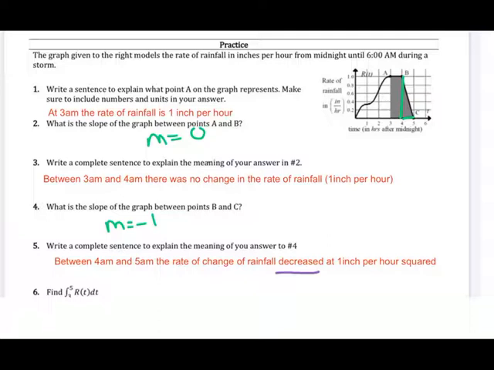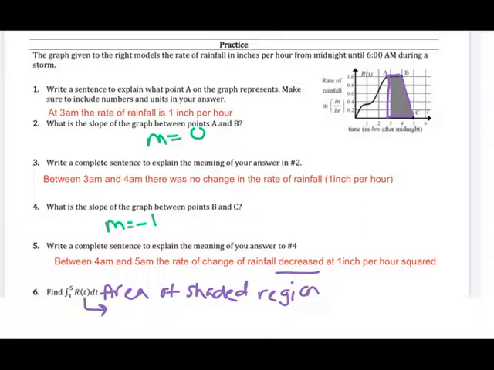Number 6 says, find the integral from 3 to 5 of r of t dt, which is basically saying find the area of the shaded region. Since it does not specifically tell you how to do that, and since we're not given a function, you can basically use any approximation that you would like, but I will point out this is just a trapezoid. We know how to find the area of the trapezoid, so this is not an estimate.